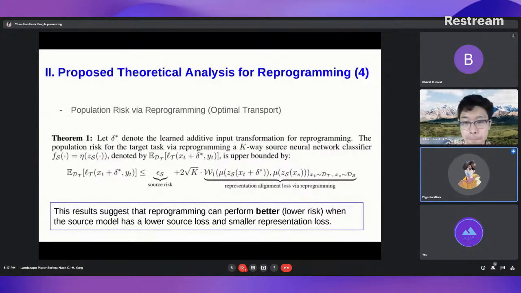What is the K-way source neural network? The K-way means, for example, an ImageNet pre-trained model has a thousand classes, so K equals 1,000 in this definition. Okay, got it. So you can see that if the pre-trained model has many classes, this bound will be much looser. But if the pre-trained model only has really few predictions, this bound will be much tighter. Yeah, which is clear.